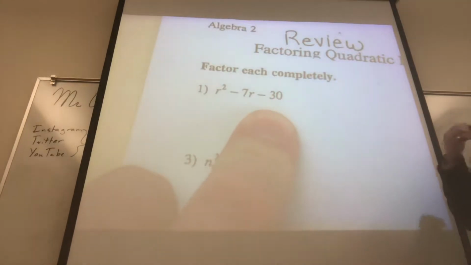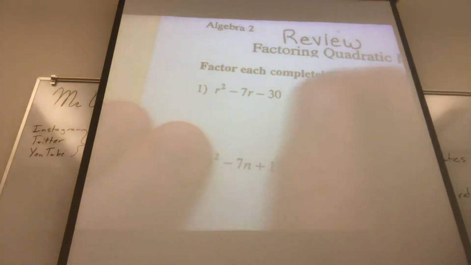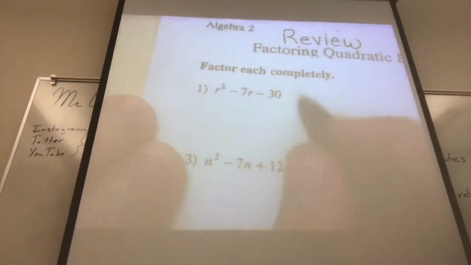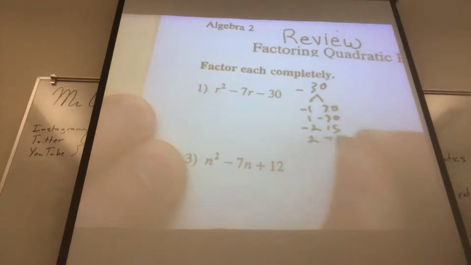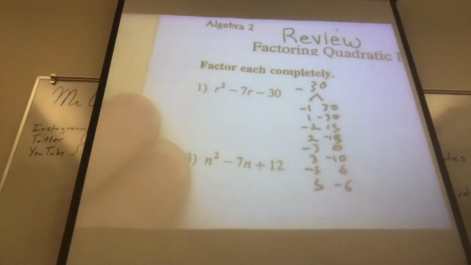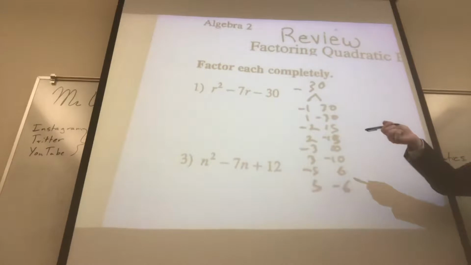We're looking for the things that are going to multiply together to make negative 30 and add together to make negative 7. If we make a full factor tree, we're looking at negative 30. That's going to factor to negative 1 and 30, 1 and negative 30, negative 2 and 15, 2 and negative 15, negative 3 and 10, 3 and negative 10, negative 5 and 6, 5 and negative 6. That's all the things that will multiply together and potentially make negative 30.